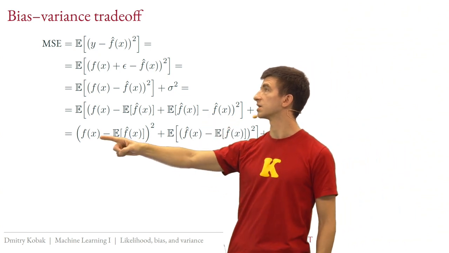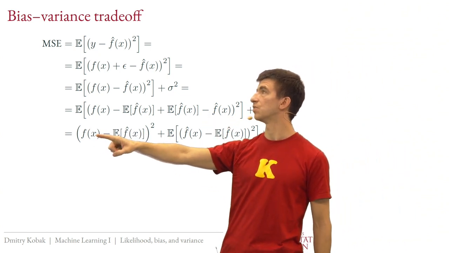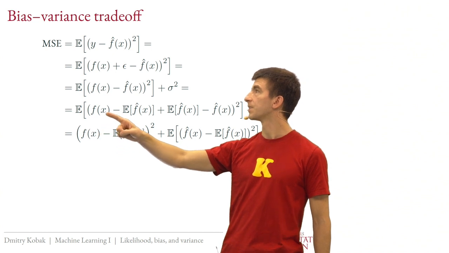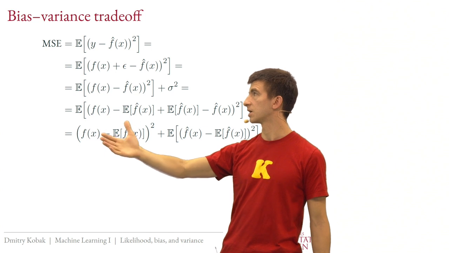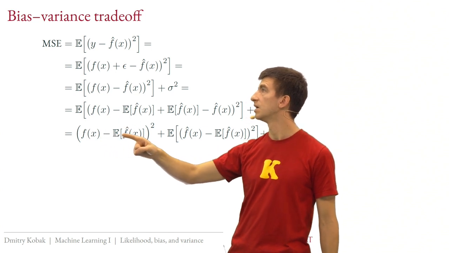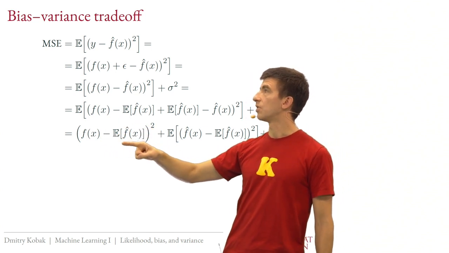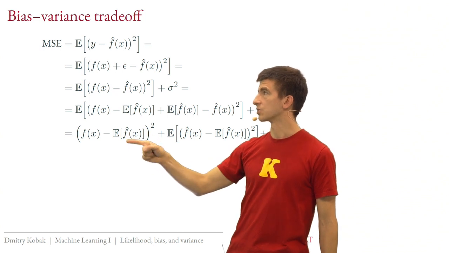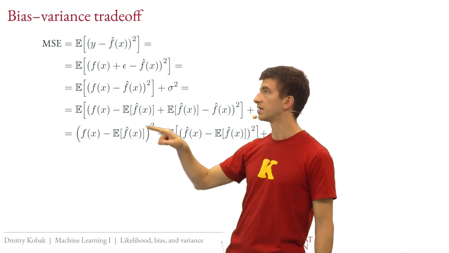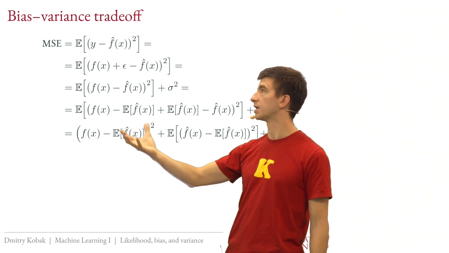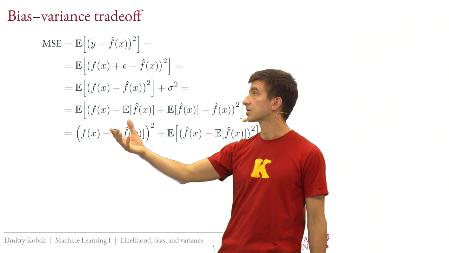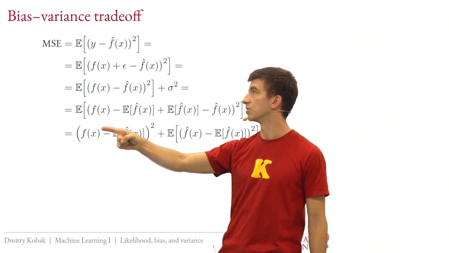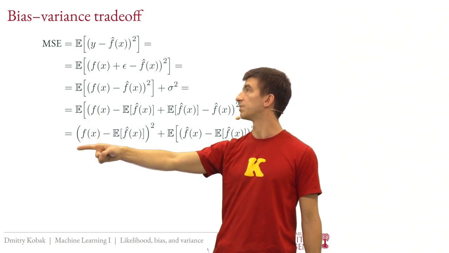Oh, wait, the expected value disappeared here. Why did this happen? Well, this is not a random variable anymore. f of x is just something that is out there, right? It's not random. The expected value of f hat is not random anymore because this is already the expected value. All the randomness is averaged out after I applied the expected value. So it's just a number, or a function in this case, but it's not random. It had an expected value in front, but I just removed it.